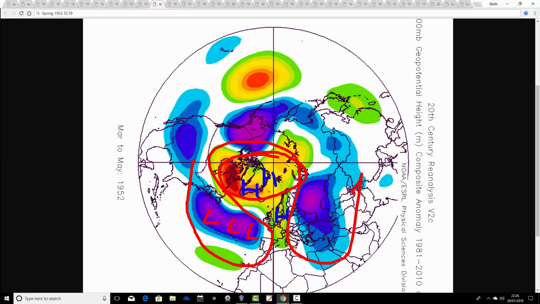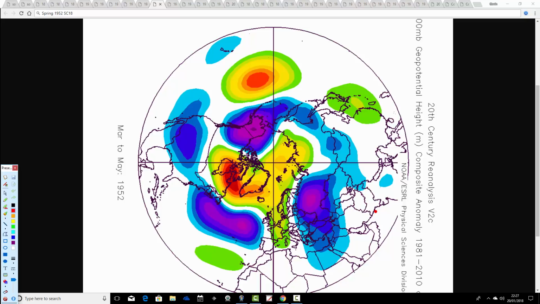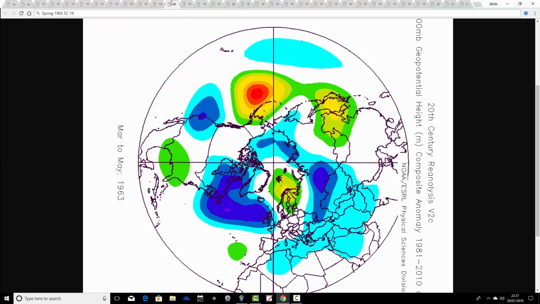Now, there was a very impressive blizzard at the end of March 1952, but overall I'm not sure that's a particularly cold looking spring in 1952, probably reasonably dry, although in the west and southwest you will get some wet weather from that trough. This one looks more unsettled.